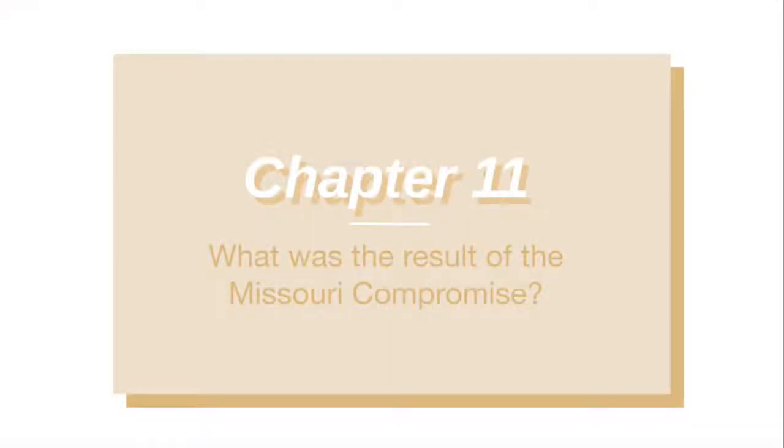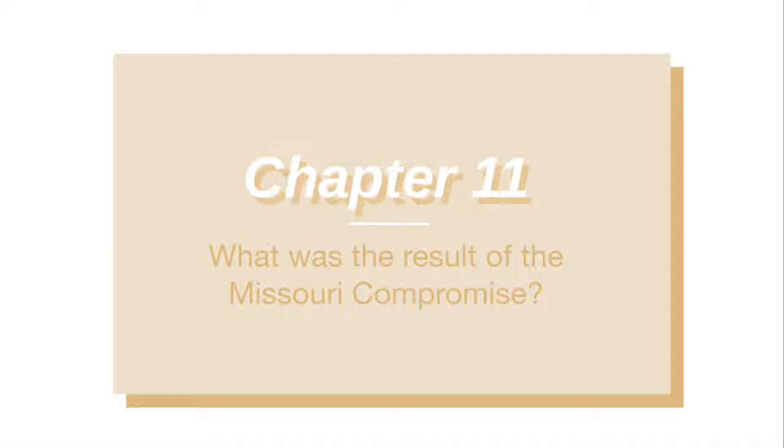Chapter 11. What was the result of the Missouri Compromise? The Missouri Territory was acquired by the United States during the Louisiana Purchase, and when its inhabitants started rallying for statehood, it was questioned whether it would be a slave or free state. Many had flocked to Missouri already and had brought slaves with them, which added to the issue.